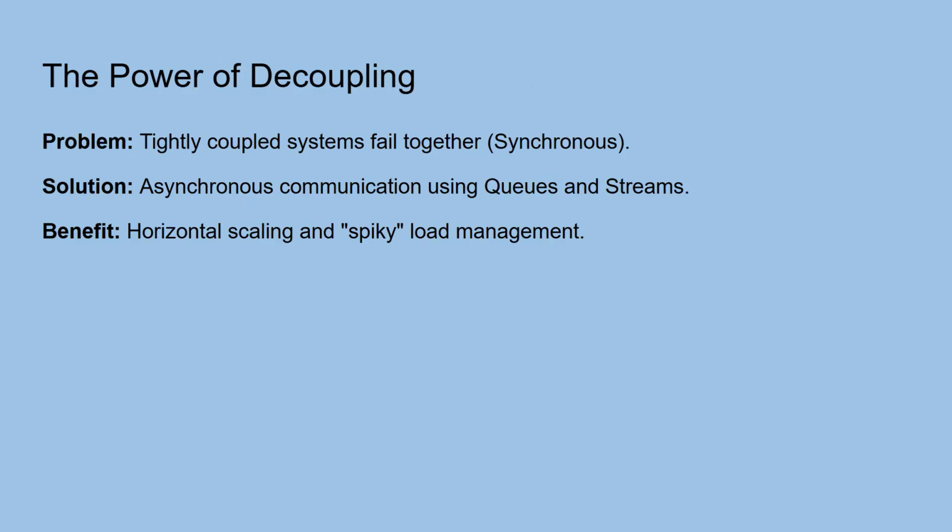The power of decoupling. The problem you have is tightly coupled systems fail together. Again, they're synchronous. The solution is asynchronous communication using queues and streams. The benefit of this is horizontal scaling and spiky load management. So separating the parts of the application so they do not all have to work at the same time is huge, because if they're not working at the same time and one fails, they're able to back up to the other ones.